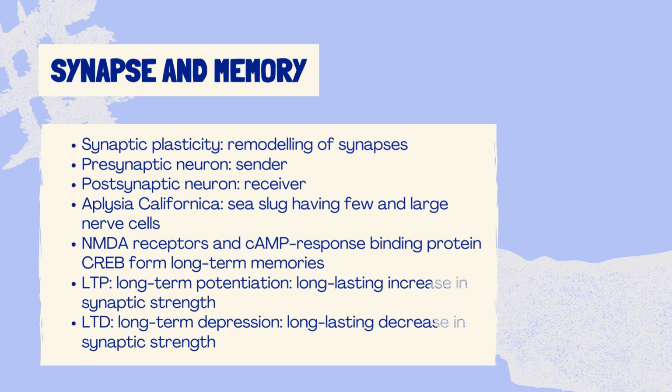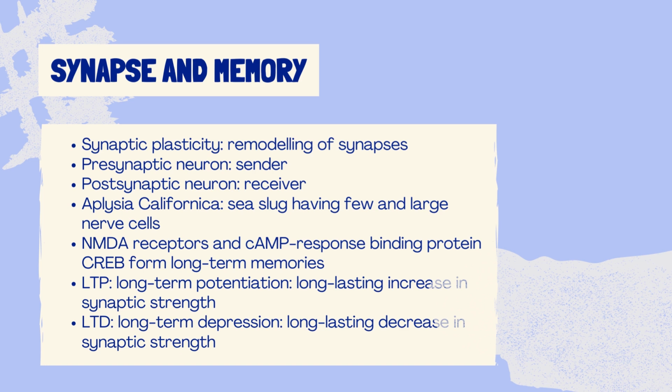Synapse and memory. So we have some vocabulary for this. Synaptic plasticity is the remodeling of synapses, like there is neuronal plasticity where neurons are remodeled. Same thing here, except with synapses. The presynaptic neuron is the sender of the signal. Remember when we talked in the first video about how a neuron passes a signal to the next neuron through the axon terminal and it reaches the other neuron through the dendrites?